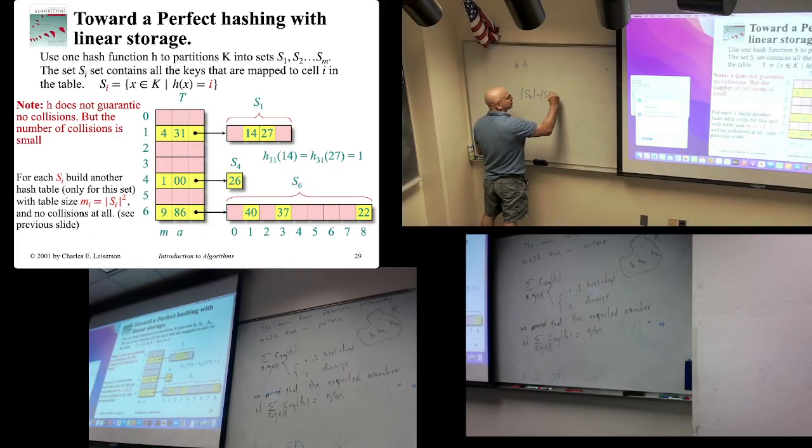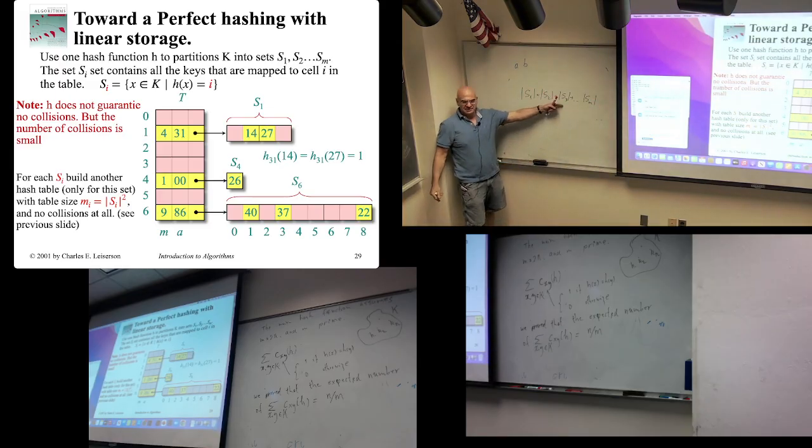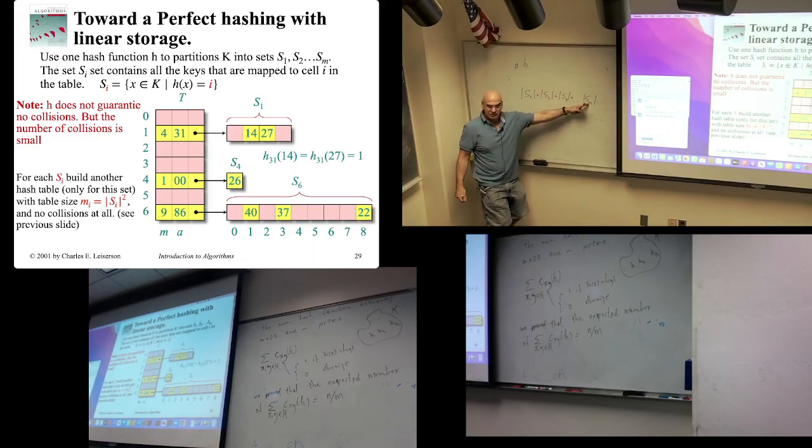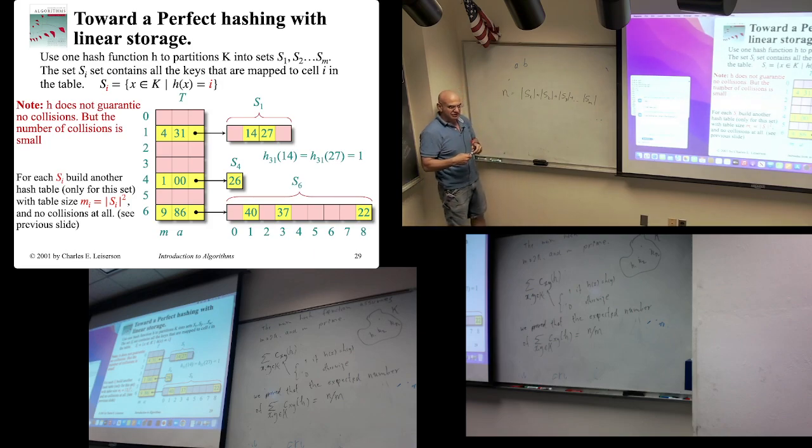S1 plus S2 plus S3 plus dot dot dot Sn, if I have n. All these numbers, the size of the set of keys that are mapped to slot 1, the set of keys that are mapped to slot 2, all the way to the set of keys that are mapped to slot n. What is this number? This is just n. That's how many keys I have. I just partitioned them. But that's not my question.